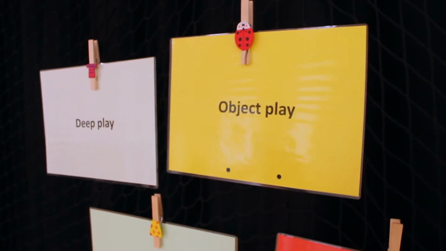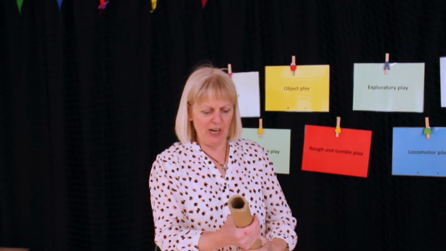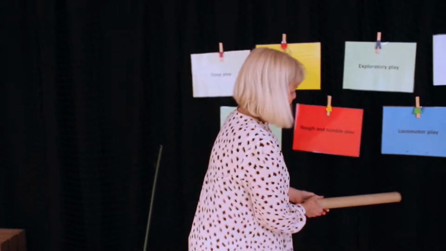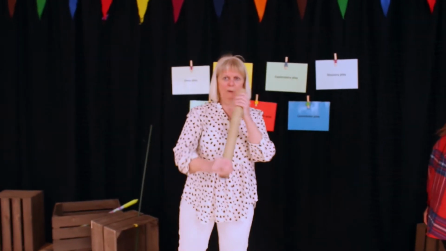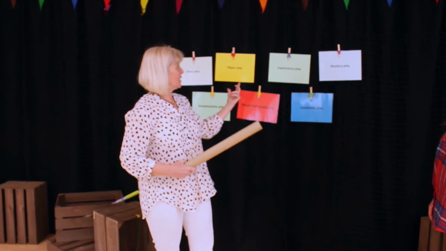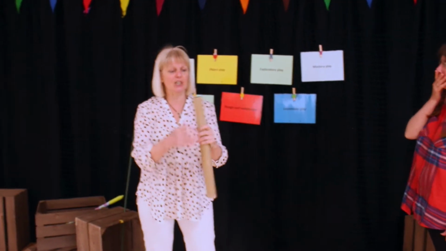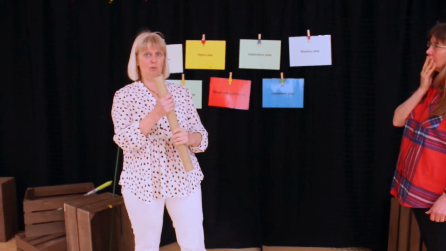So in object play, children are actually exploring what the object kind of feels like, to touch it, to see what it does. Does it make a noise? It may lead on to exploratory play, where they will take it even further and do something with it. But initially, object play is literally finding out about that object, what it does, what it feels like.